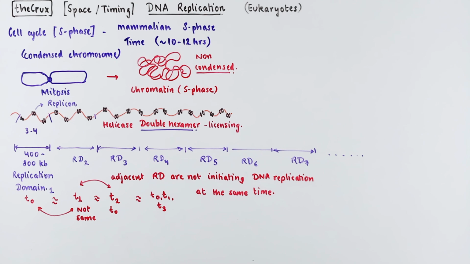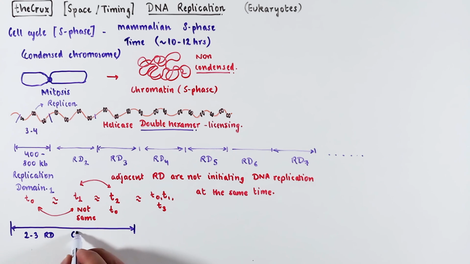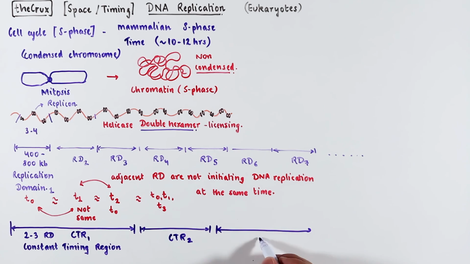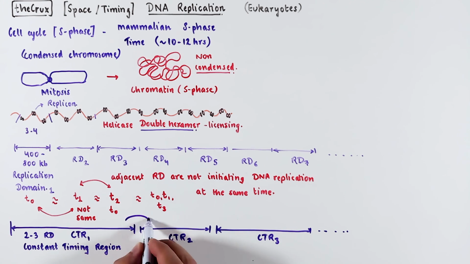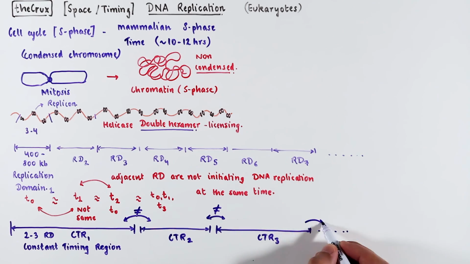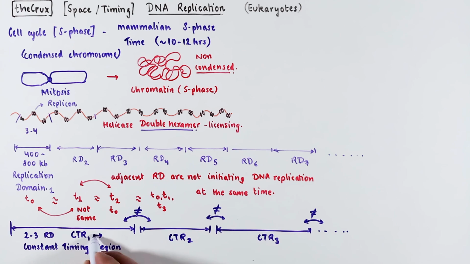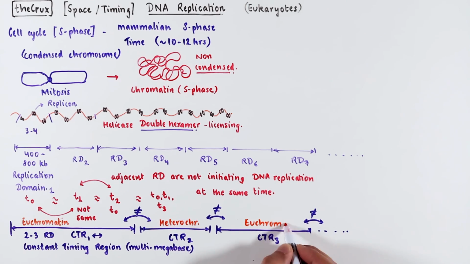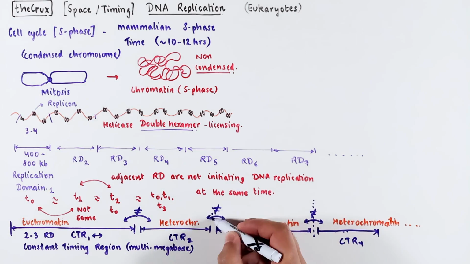Another crucial layer of division is if you combine like 2 to 3 replication domains. This forms a CTR, which stands for Constant Timing Region. This way you can have many CTRs along the chromatin composed of multiple replication domains. Just like the replication domains, the adjacent CTRs are never starting replication at the same time. Since there are multiple replication domains in one CTR, they are multi-megabases in length. Typically, we tend to think of CTRs organized into patterns of heterochromatin and euchromatin. And the boundary of each CTR is called a timing transition region.